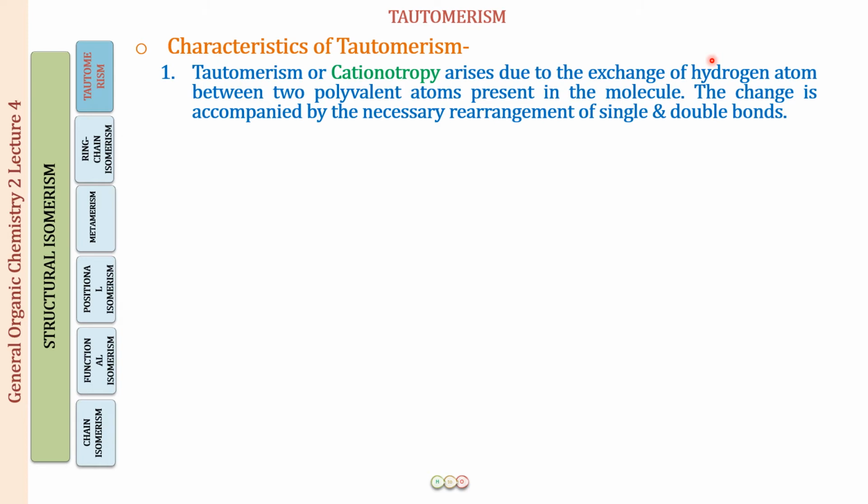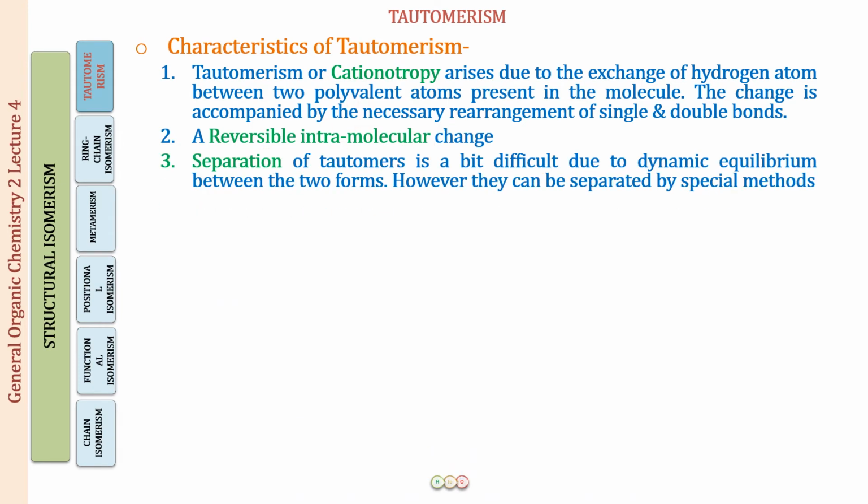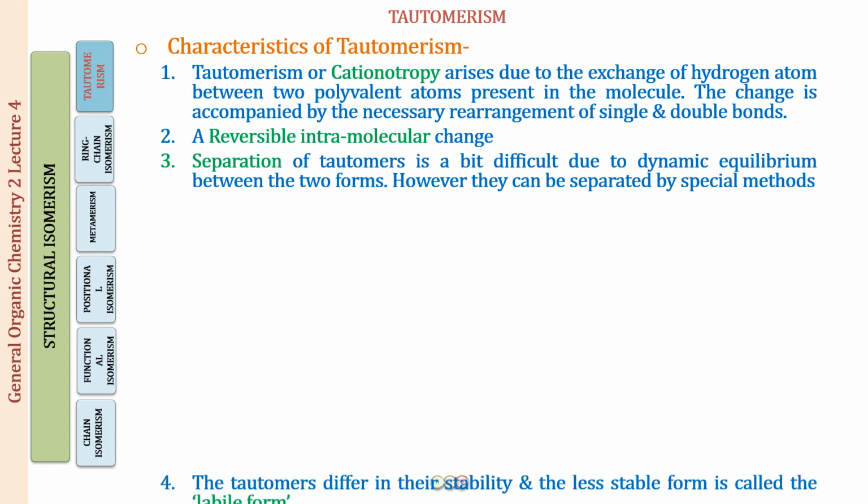So it is a shift of a hydrogen atom, and it is also called prototropy because this is a shift of a cation. The next characteristic is that it is a reversible intramolecular change. It is happening inside the molecule, and this is a reversible change. The separation of tautomers is a bit difficult due to the dynamic equilibrium between the two, but yet we can separate them by special methods.